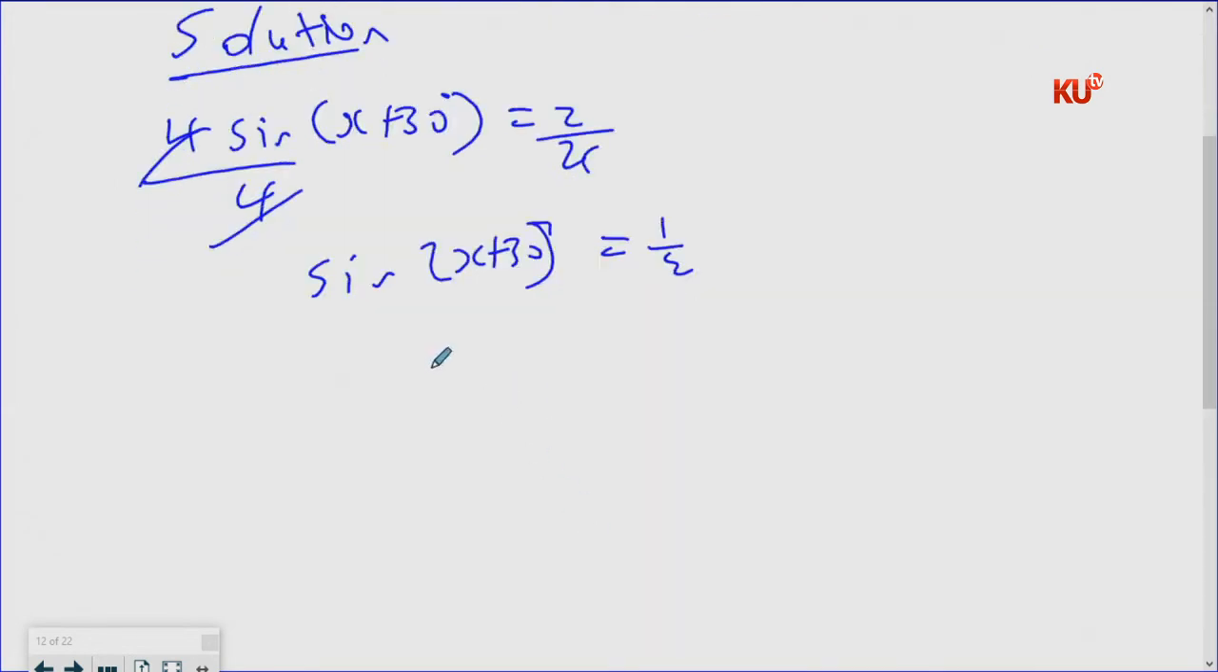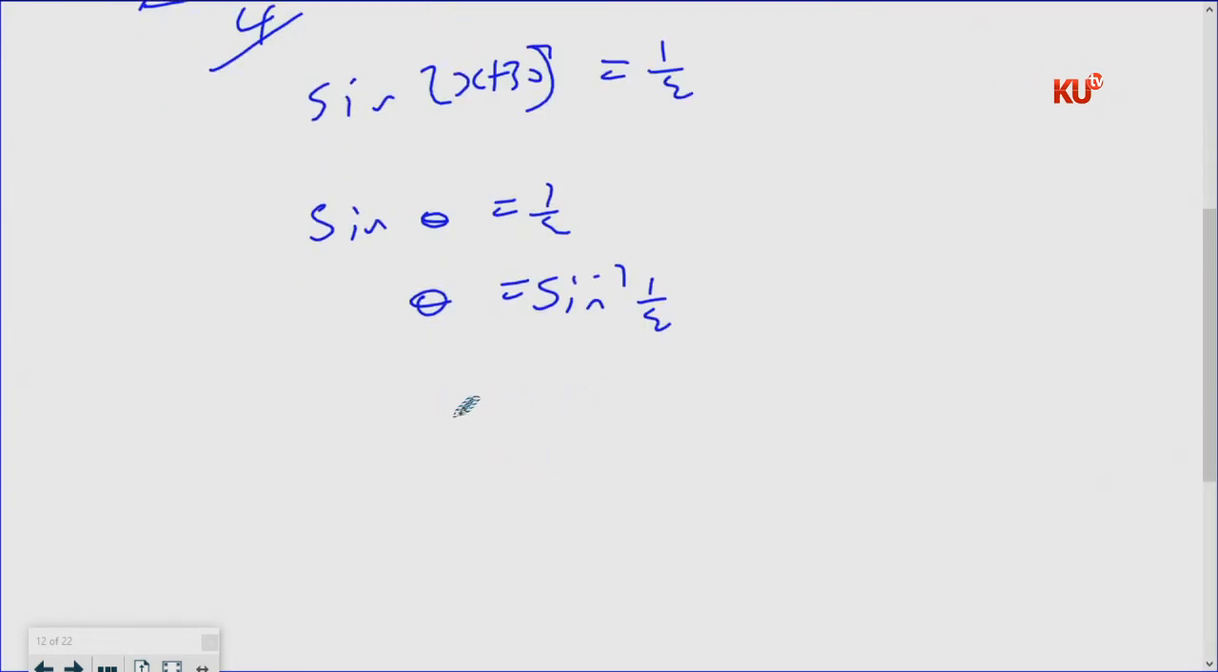The same way we tackled the first example is the same way we will tackle this example. We can do away with x plus 30 and say, let this be theta. So we can say sine theta is equal to a half. How do we get theta? Theta is the sine inverse of a half.